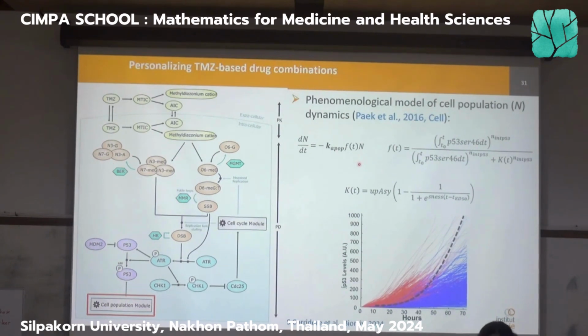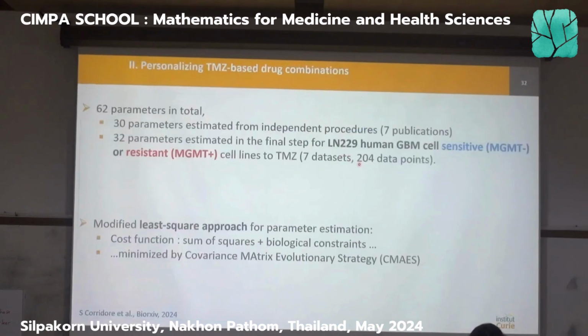Okay, so that's basically the model in itself. As you can see, it's actually quite a large model. It has 62 parameters, which is a lot. And this is where the hard part starts, because then we want to estimate those parameters, or at least some of them. We went through the literature first, and then we actually performed some experiments ourselves.